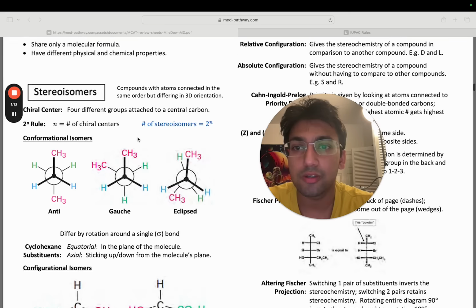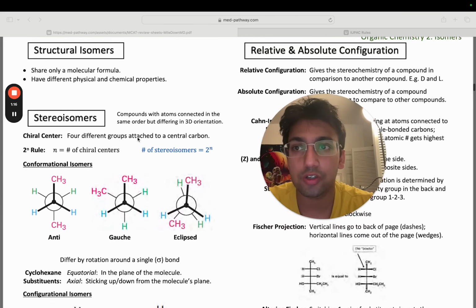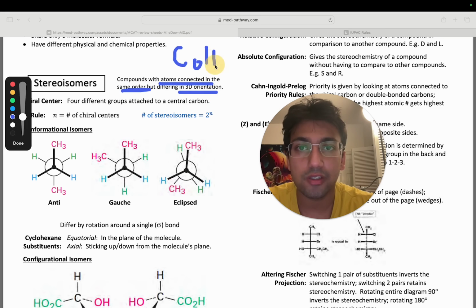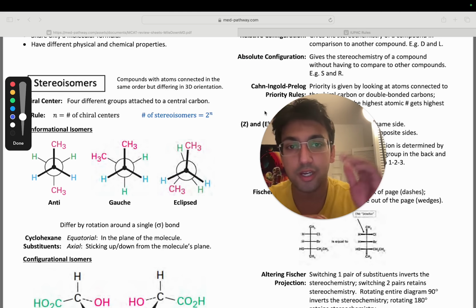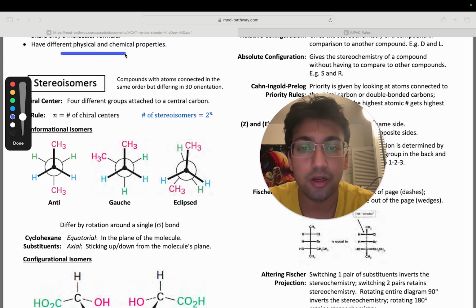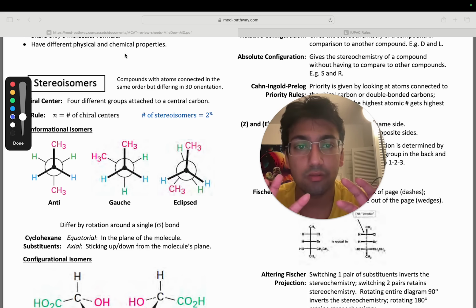Next, we have stereoisomers, and these are way more similar than structural isomers. Stereoisomers are compounds with atoms that are connected in the same order but differ in 3D orientation. So in that example I was giving you, C6H12O6, I told you that in structural isomers you can have two compounds that look completely different, right? Like the carbons can each be attached to an oxygen, or one carbon can be attached to all 6 oxygens somehow, and then the others are not attached to it. That wouldn't really make sense, but you get the idea that two structural isomers can be different, like the atoms can be connected to each other differently.